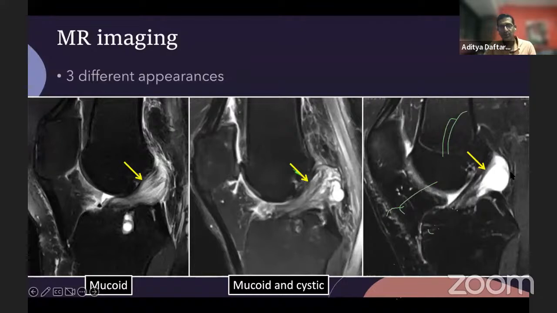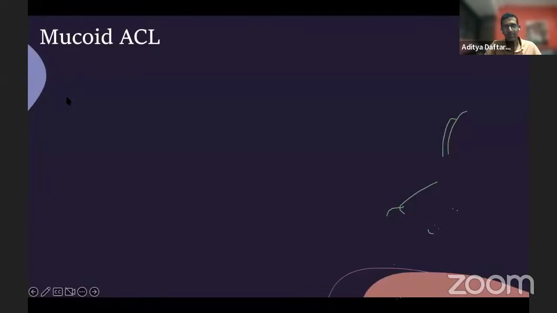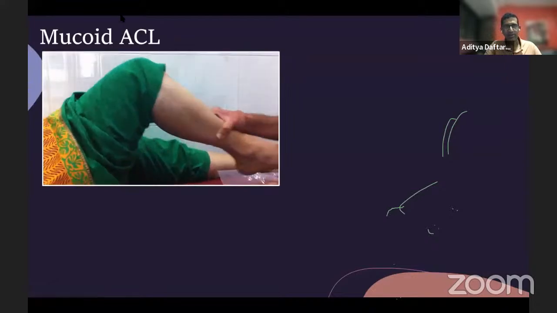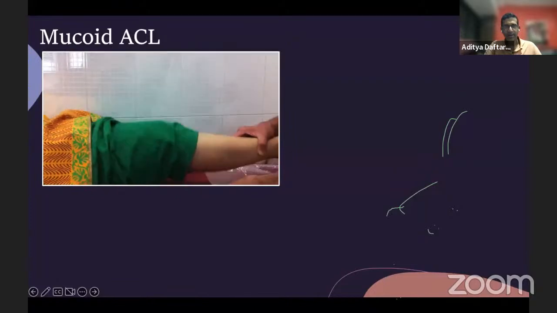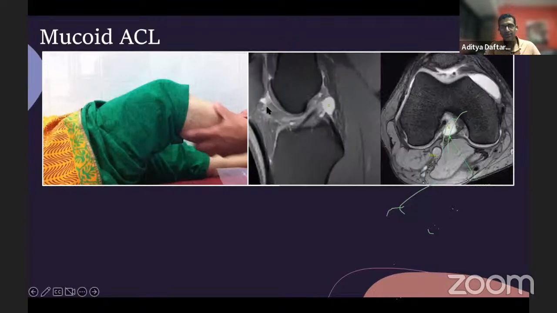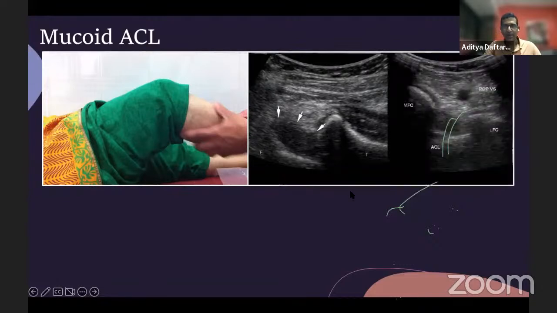And for these patients, what we do is ultrasound guided decompression of these. So here's an example of a patient that we had with mucoid ACL. You can see the limited flexion here. And then this is the same patient with the cyst over here. And here you can see the cyst under ultrasound, in the intercondylar notch. So this is the medial femoral condyle, the lateral femoral condyle.